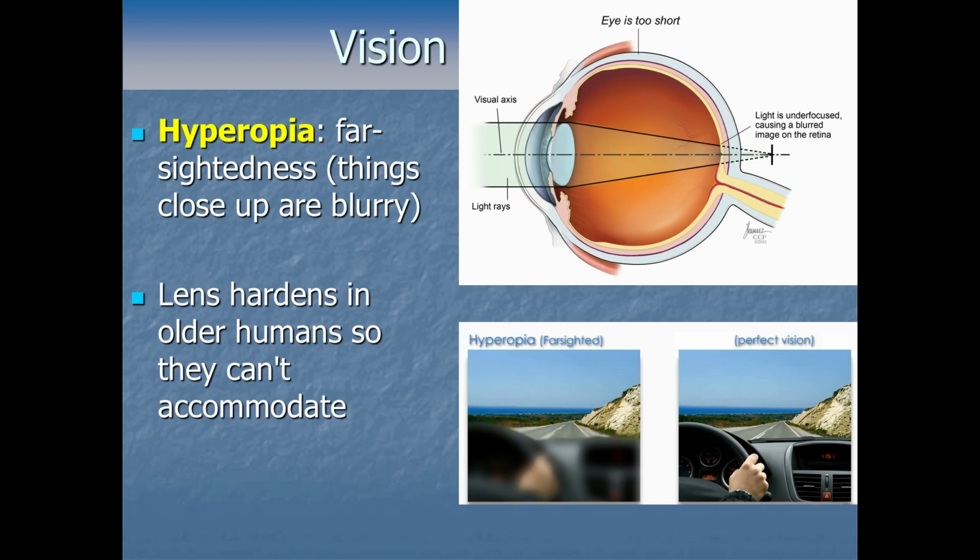So you'll often see older people hold objects further away to read them, or else they'll need reading glasses that focus the light based on close distances. But that means they have to take the reading glasses back off if they want to focus far away again.